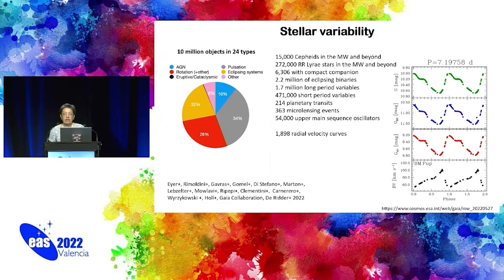And here you have Cepheids, RR Lyrae, eclipsing binaries, long period variables, and also planetary transits, because of the occultation or eclipsing of the star by the planet when it is in front of the star. We have microlensing events that Lucas was talking about today, and one example here you have on the right. You have the light curves of a Cepheid, in the G band, the BP band in blue and the RP band in red. And then in the bottom part you have a radial velocity curve, because we are able to see how the star oscillates and pulsates. So we have not only the light curves, but also for about 2,000 sources, we have radial velocity curves.